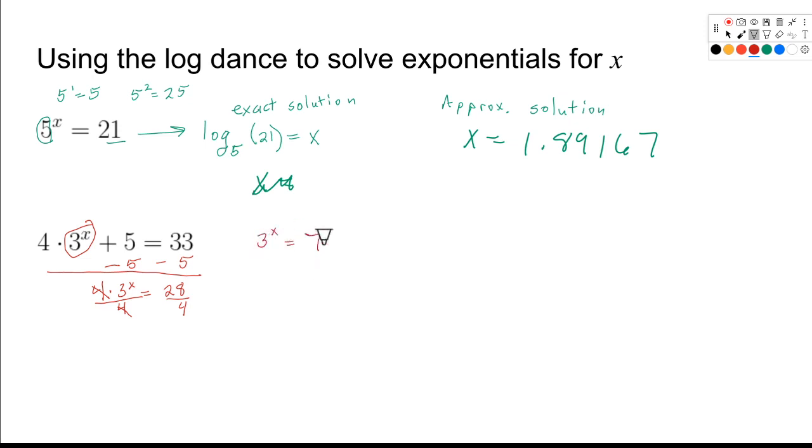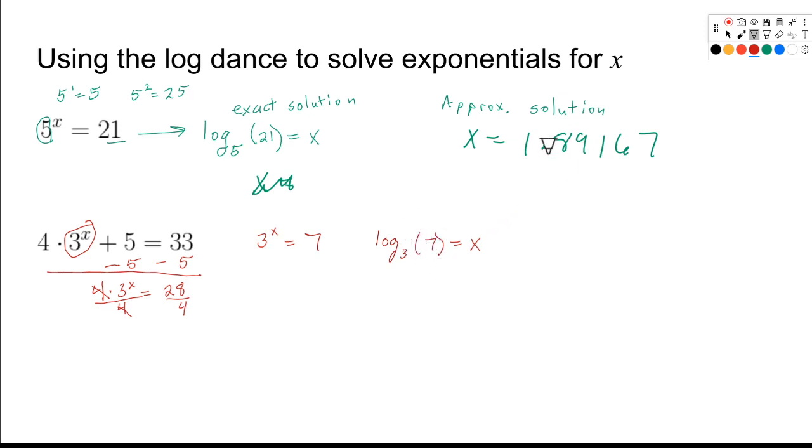So now we can do the log dance. The base of the exponential stays as the base of the logarithm. So that's log base 3. The x is going to come to this side. The 7 is going to go to that side. So the input of the logarithm is 7. The answer is x. So notice how the answer to a logarithm problem is always an exponent. The exponent is the answer. We have solved. This is the exact solution.